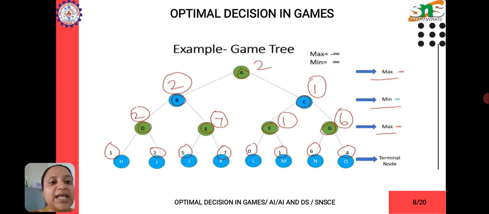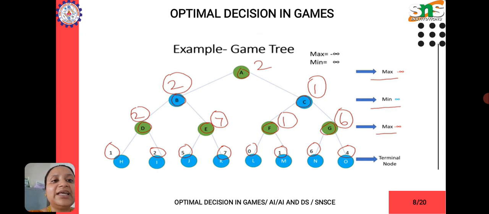Now, taking the terminal nodes, we take the H and I values. The H value is 1 and the I value is 2. The node D will take the maximum value. When you take 1 and 2, which is the maximum? It is 2, right? So the value of D is 2. Now when you take J and K, you have to find the value of E. The values are 5 and 7, so the maximum value is 7. Now L and M have 0 and 1. For node F, the maximum value is 1, so you take the F value as 1. Now in N and O, the maximum value is 6, so you denote the G value as 6.